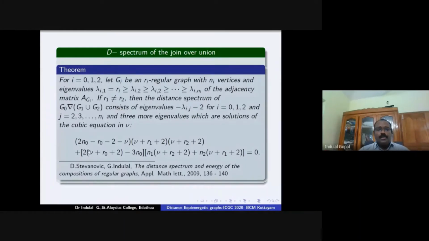Another kind of operation on graphs is the join over union. If G0, G1 and G2 are three graphs, then G0 join G1 union G2 is a graph obtained by joining every vertex of G0 to all vertices of G1 and G2, or G1 union G2. In fact, G1 union G2 need not be a regular graph. G1 and G2 may differ in their regularity.